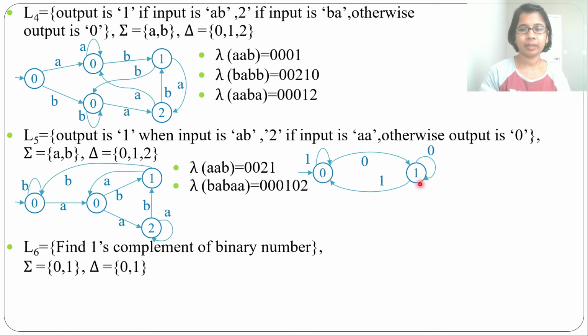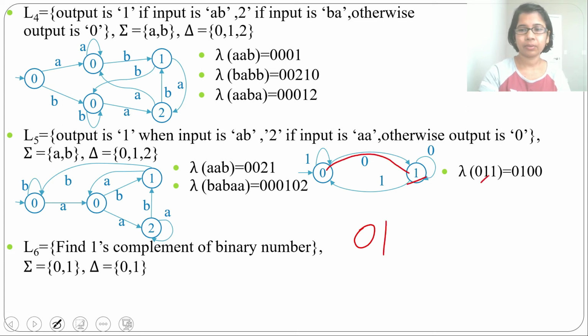Let's say some input string, 0, 1, 1. Initially it will be 0. Then for 0 it will go to this state and here the output is 1. So let's write 1. Then for 1, from this state it will come to this state and here the output is 0. So let's write 0. Then for another 1 it will be a self loop, the output is 0. So we'll get 0, 1, 0, 0.